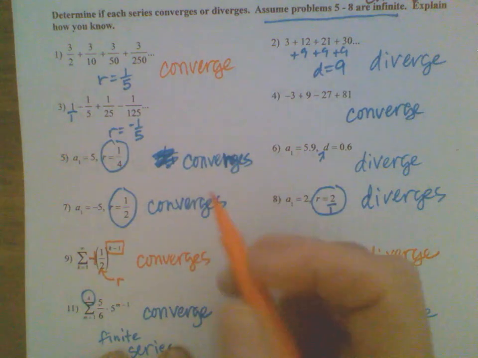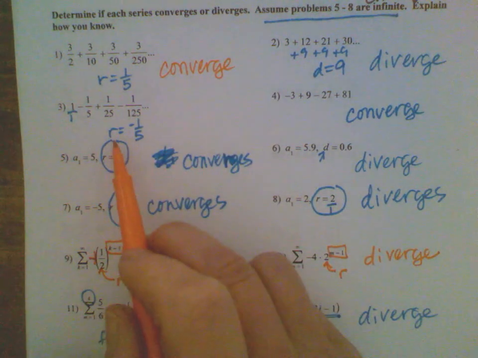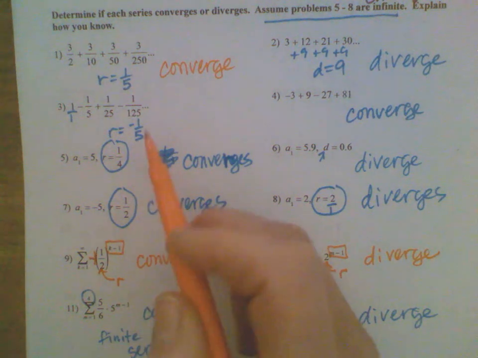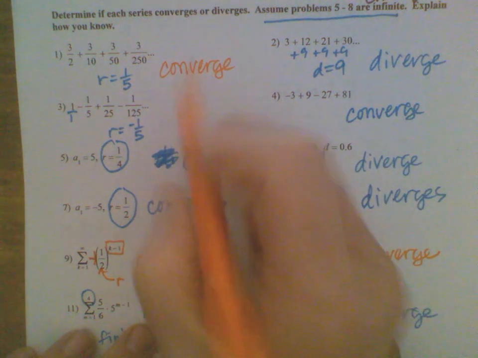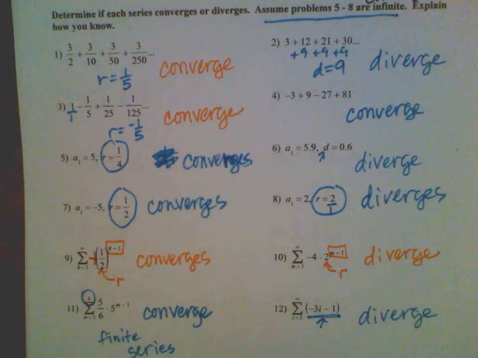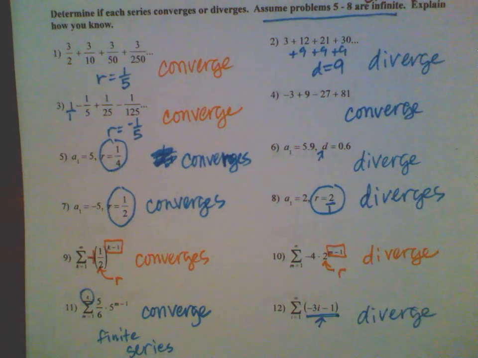And likewise, problem number 3, is absolute r less than 1? Yep, absolute value of negative 1/5 would be 1/5. 1/5 is less than 1, and therefore this also converges. Okay, so we went through that a little bit fast, but we're just looking at converge and diverge. And remember, if it converges, it has a sum, and if it diverges, it doesn't have a sum.